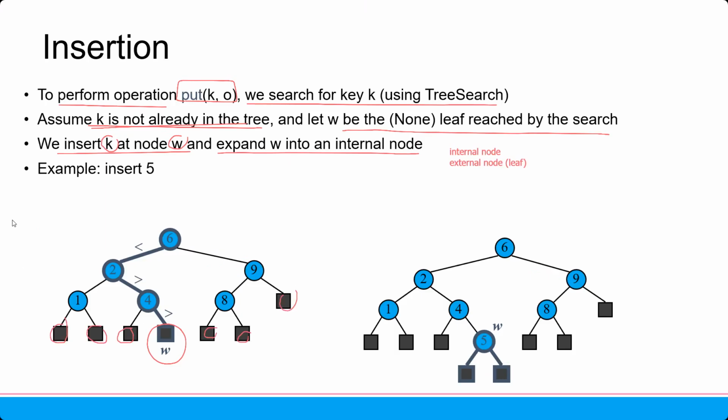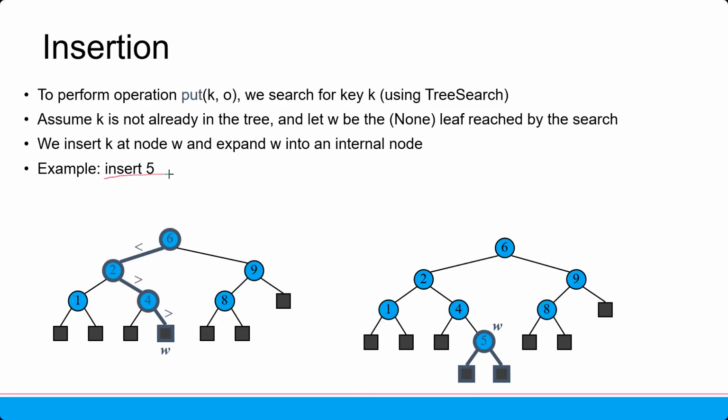What is an internal node? An internal node means a node that is not a leaf. So this is an internal node. This is an internal node. Now we want to insert 5. Let's see about this tree. When you have this tree, we want to insert 5.